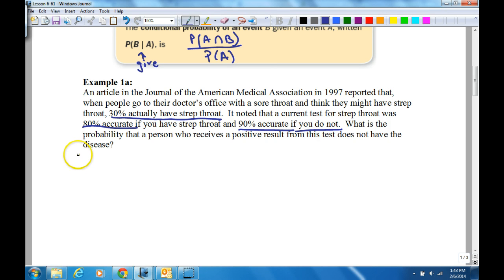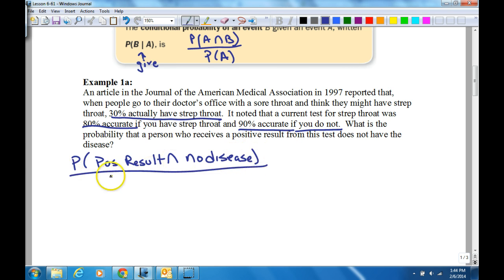So, in other words, what we're trying to find is the probability of a positive result and no disease, because this is putting it into the formula, over the probability of a positive result. Now, the easiest way to do this is making up a tree. So that's what I'm going to do. First, I'm going to look at B.